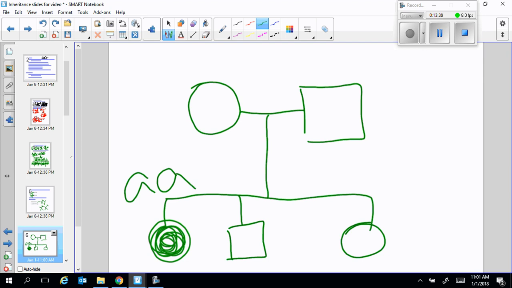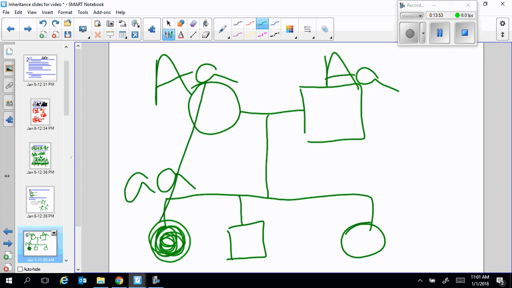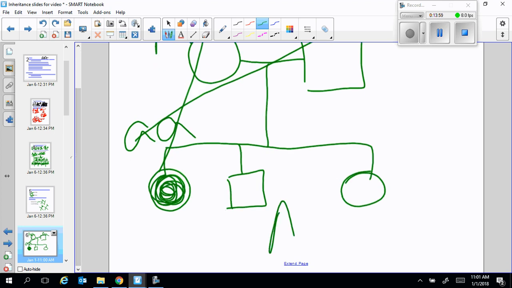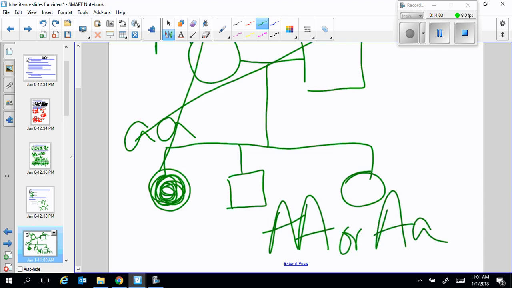So autosomal means carried on a chromosome that's not a sex chromosome, and it means that both of these parents must be carriers. They have to have a big A because they're not filled in, so they're not expressing the trait, but they gave her these little a's, so I know that. Now, these 2 kids, they could be big A, or they could be little a.